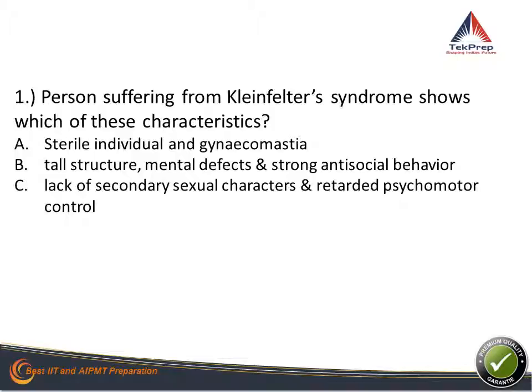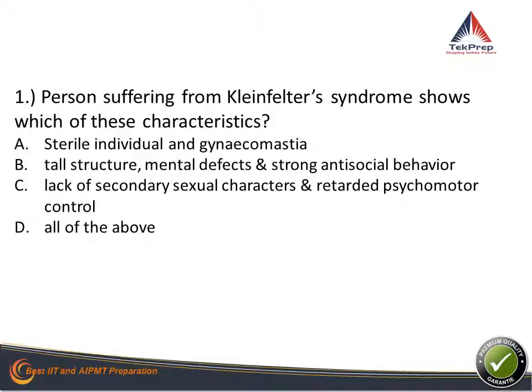And retarded psychomotor control, which means motor skills. Well, they are slower, but they are not retarded. They do not have any difficulty with their coordination, but they are slower in developing motor skills, coordination, speed, and muscle strength. So the third one is also out. So let's look at the fourth option.